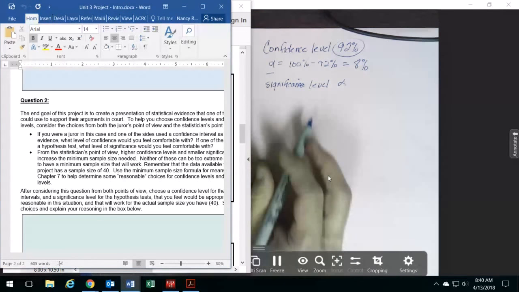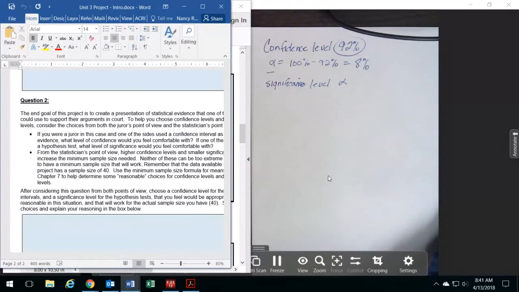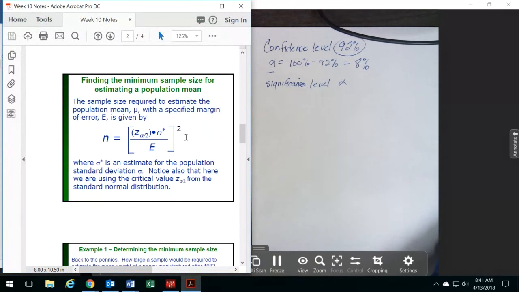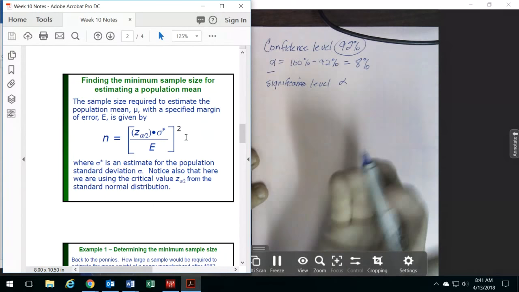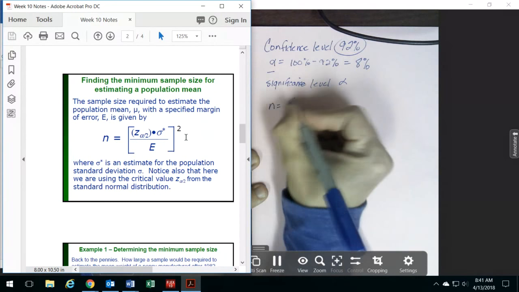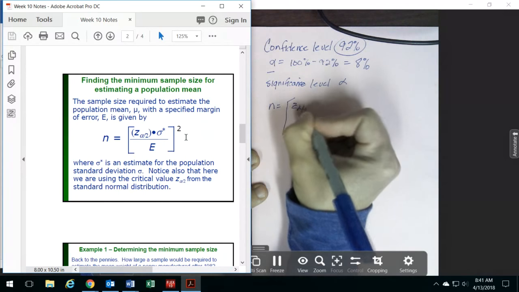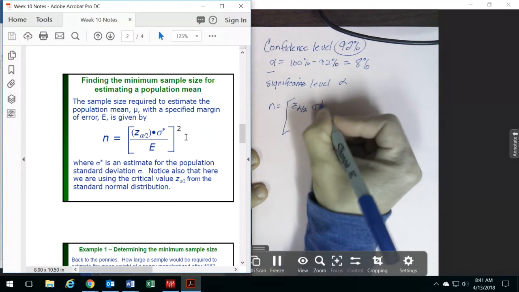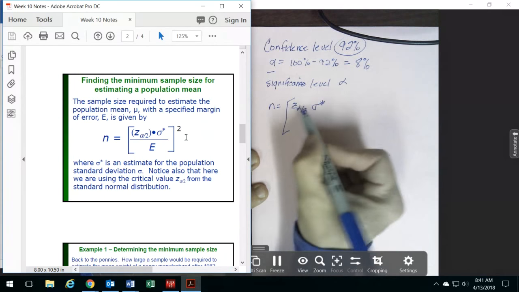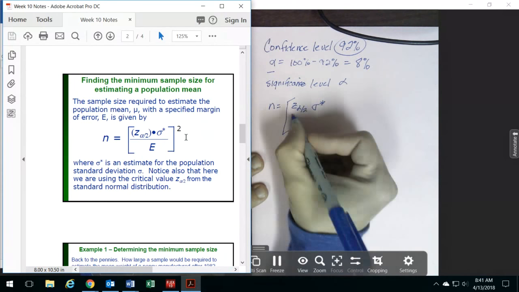Now, as far as using the formula, I'm afraid this wasn't totally clear because it talked about chapter 7 notes, and that's actually the notes for week 10. So here's the formula that we're looking at, because in this project we're talking about mean salaries, so we have to use the minimum sample size formula for a mean, which is this one. So the reason that we have to decide on the confidence level is in order to get this critical value right here.